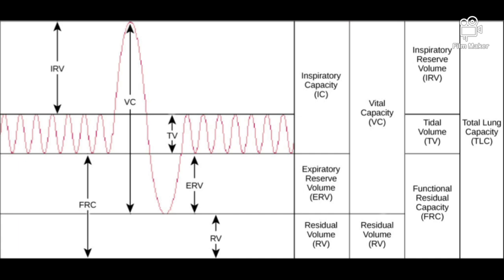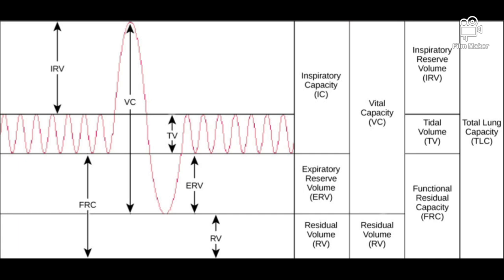The next capacity is the TLC, which is nothing but total lung capacity. If we look at the image, it is the summation of the entire capacity of our lungs. It is the summation of inspiratory reserve volume IRV plus tidal volume TV and functional residual capacity FRC. It cannot be measured directly by a spirometer, and the normal value of TLC is about 6 liters.